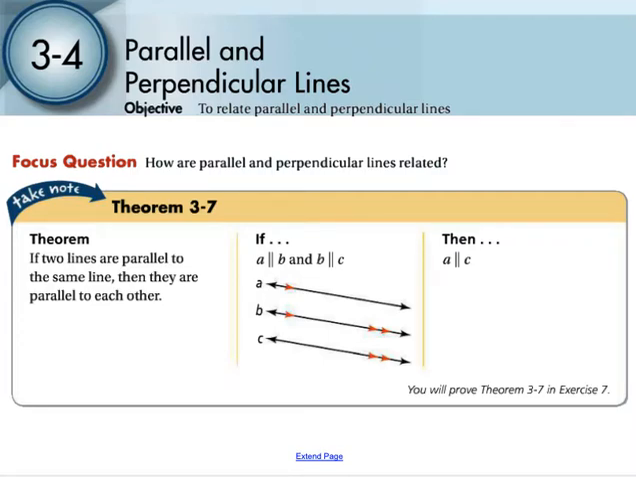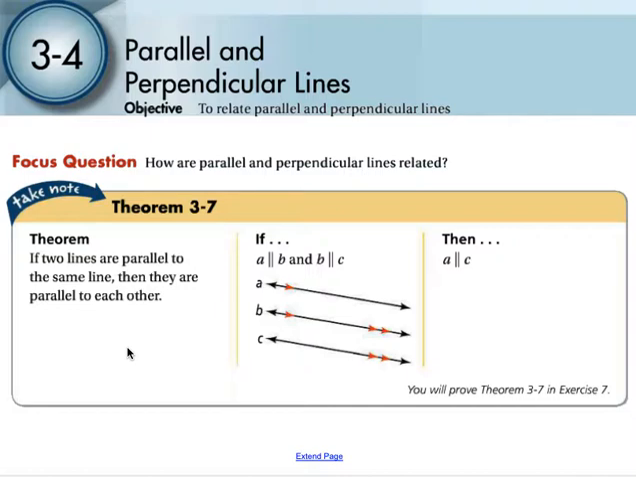In this lesson, we're going to talk about parallel and perpendicular lines, and we're going to be relating both parallel and perpendicular lines to each other through several different theorems that we're going to talk about. And the first one, our focus question is, how are parallel and perpendicular lines related?